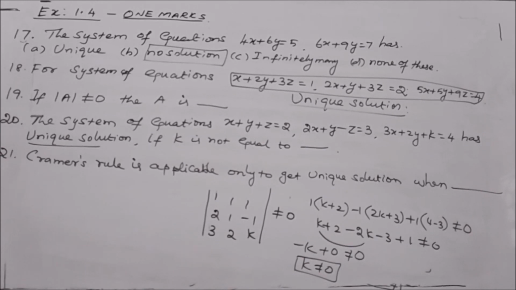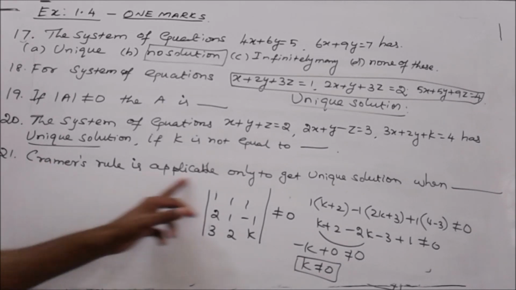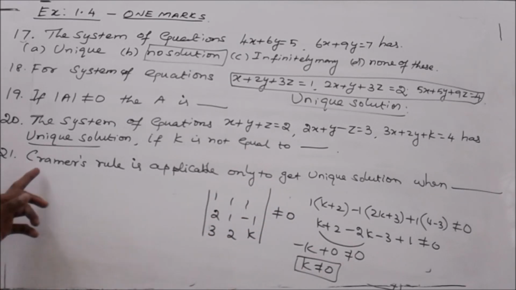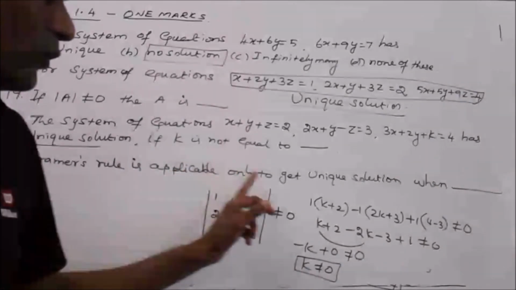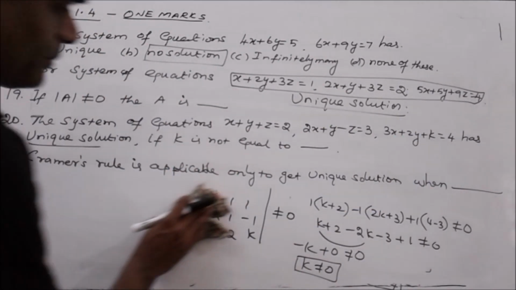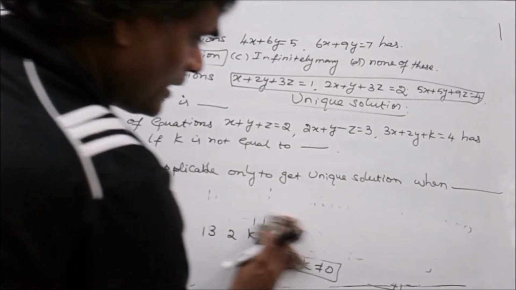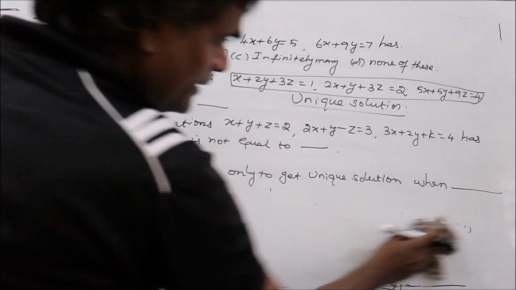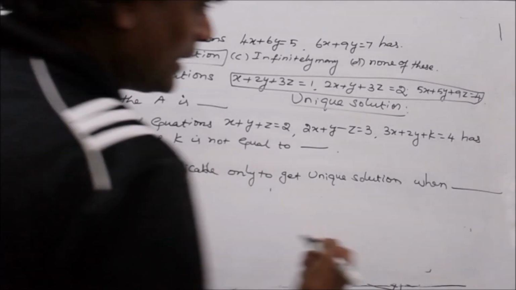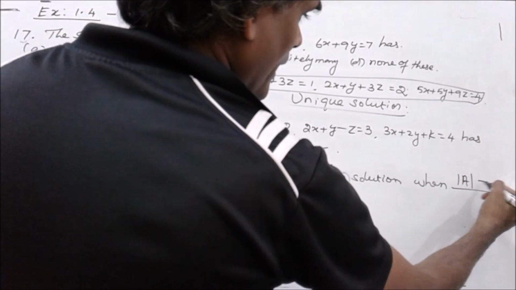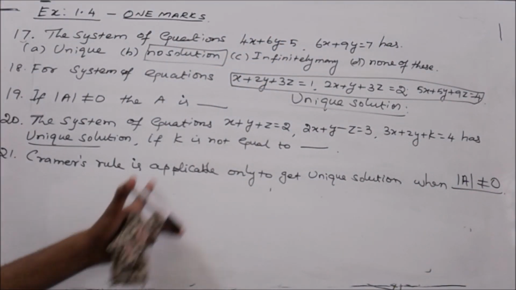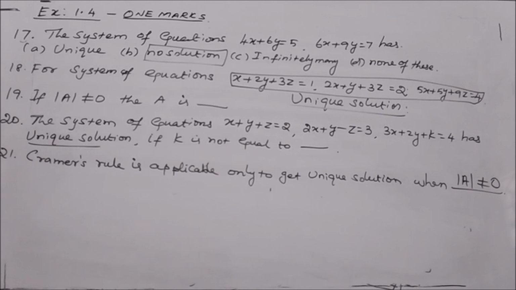And next, question 21. Cramer's rule is applicable only to get a unique solution. We know this already very well. When will Cramer's rule be applicable? Often I have written this while answering the questions in the exercise. Cramer's rule is applicable when the determinant value is non-zero, determinant of A is not equal to 0. When the determinant is non-zero, Cramer's rule is applicable, and it will yield a unique solution.